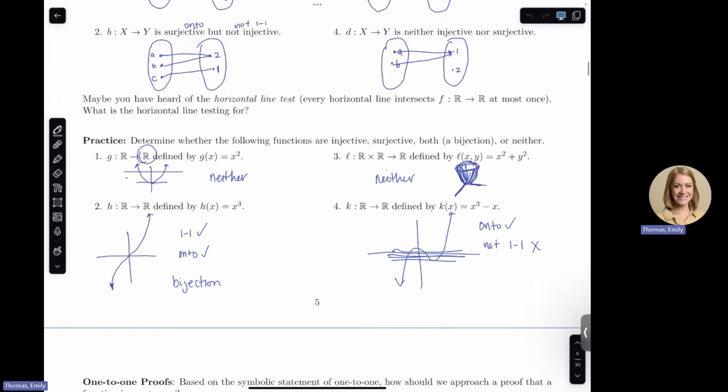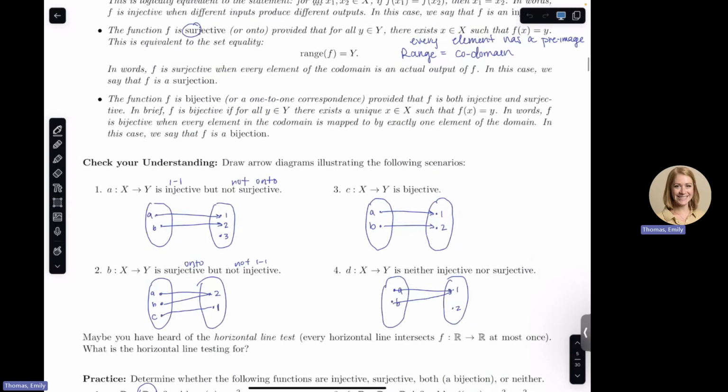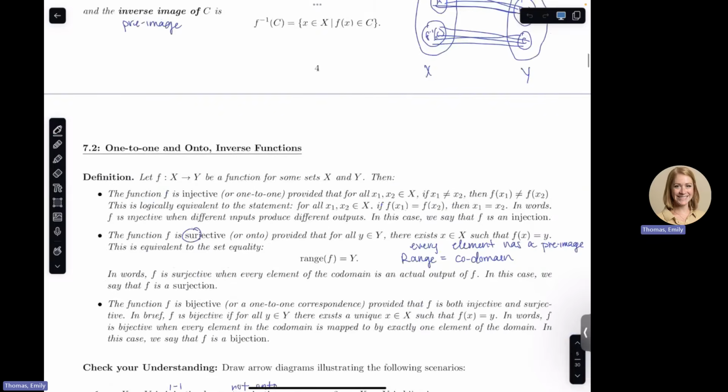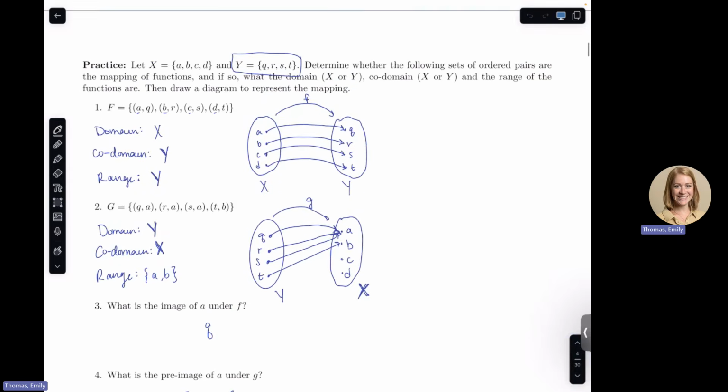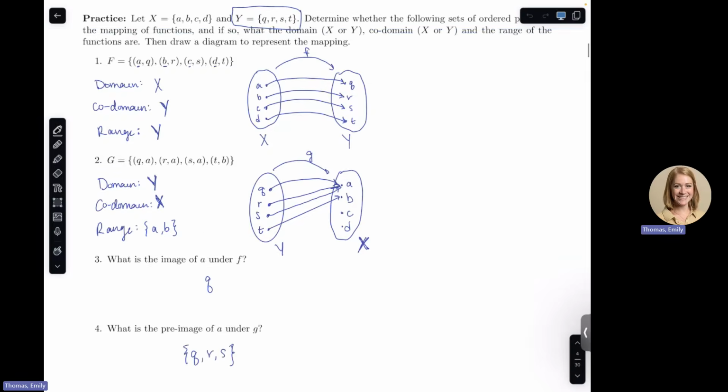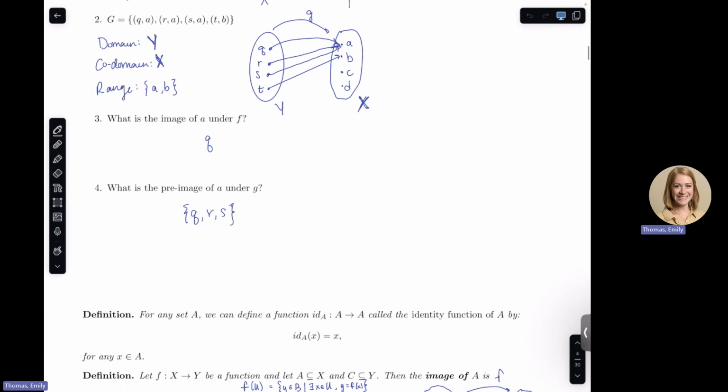So on Friday, we talked about the definitions of one-to-one and onto. We also started functions, right? Okay. So we did all of this stuff with functions, and then we talked about what it means to be one-to-one and what it means to be onto.